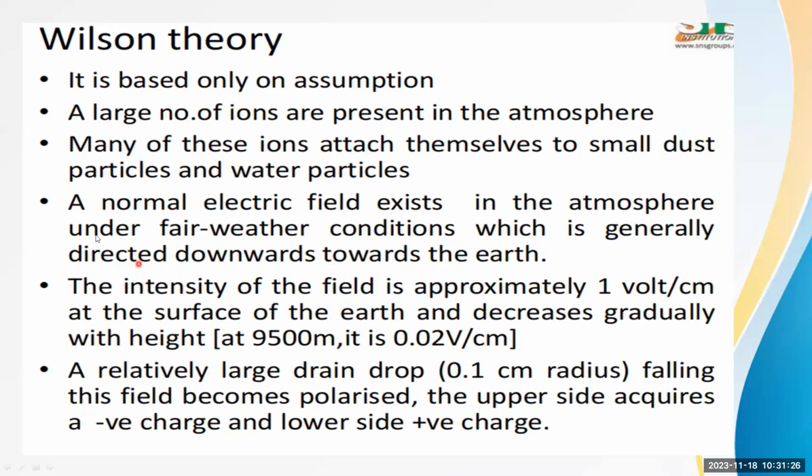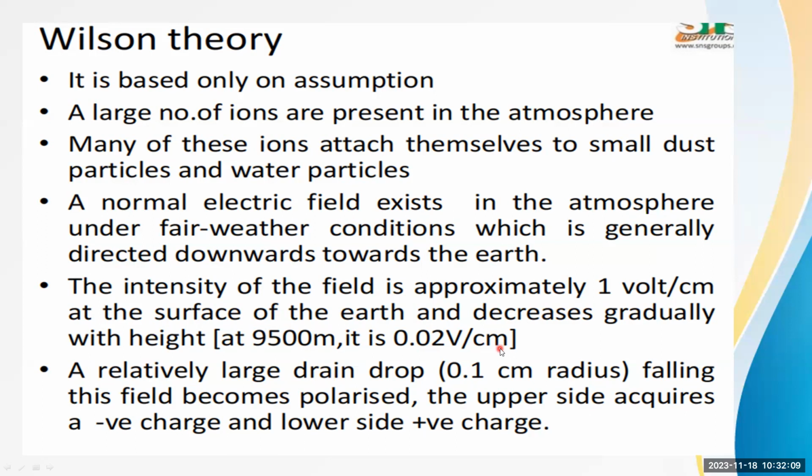So according to Wilson's theory, a normal electric field exists in the atmosphere under fair weather conditions, generally directed downwards toward the earth. Next, the intensity of the field is approximately 1 volt per centimeter. The distance between the clouds and the ground is in kilometers, so the voltage also changes in the range of kilovolts. The intensity of the field is approximately 1 volt per centimeter at the surface of the earth and decreases gradually with height. At 9,500 meters, it is 0.02 volts per centimeter.